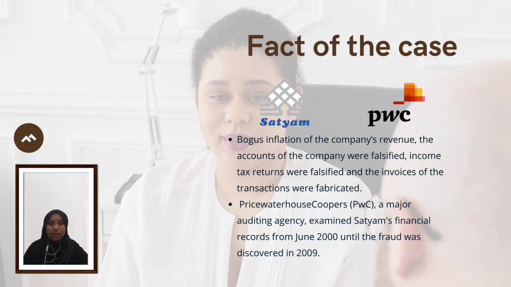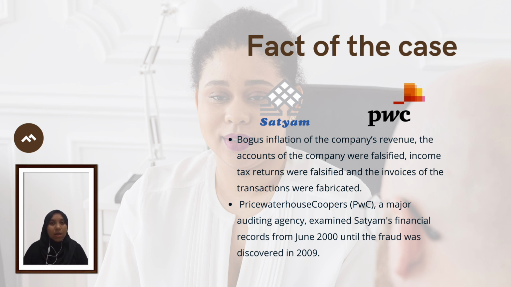First, facts of the case. On January 6, 2009, it was revealed that Raju and his brother had been manipulating the company's accounts for years. They were found guilty of fabricating invoices, manipulating the company's records and income tax returns, and inflating the company's revenue.